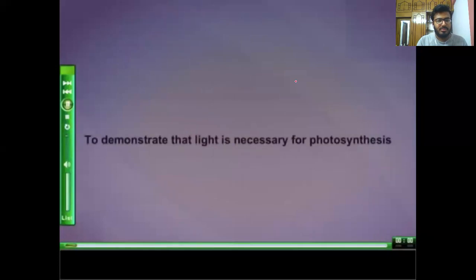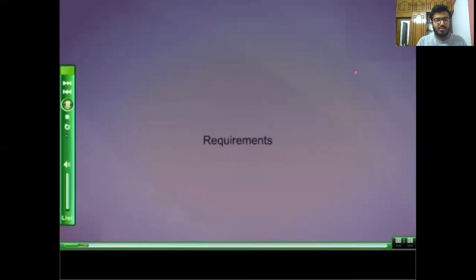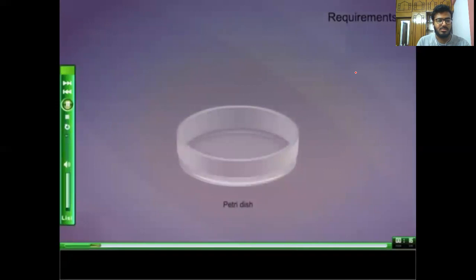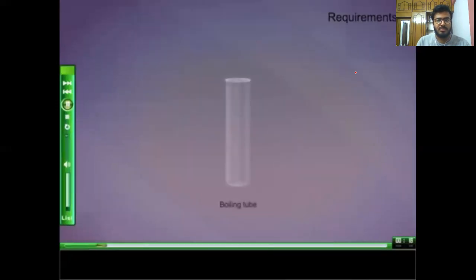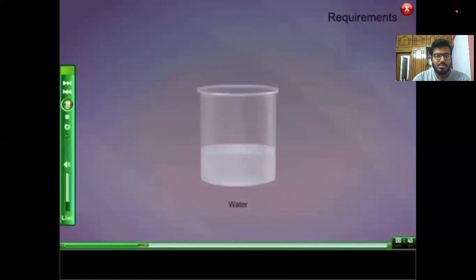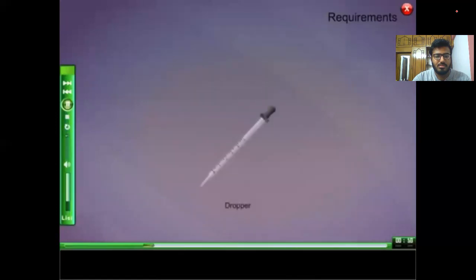Okay, now, to demonstrate that light is necessary for photosynthesis. Requirements: potted plant, Petri dish, boiling tube, alcohol 70%, iodine solution, Bunsen burner, forceps, beaker, water, dropper, black paper.